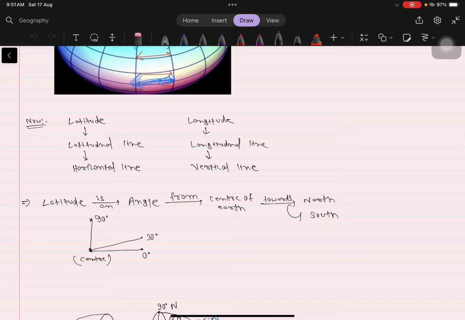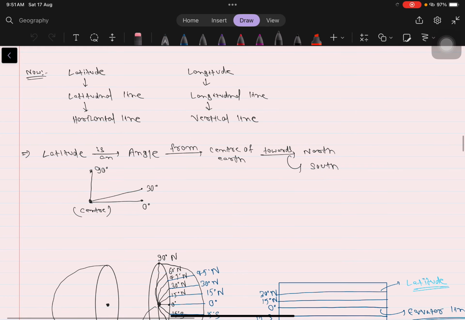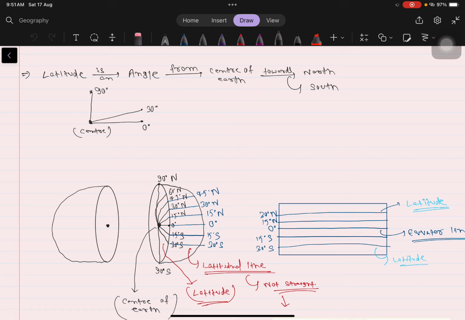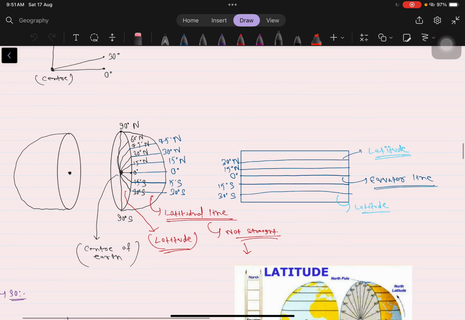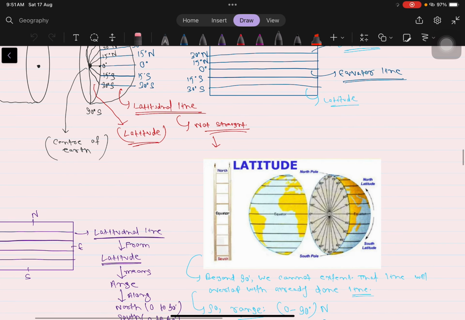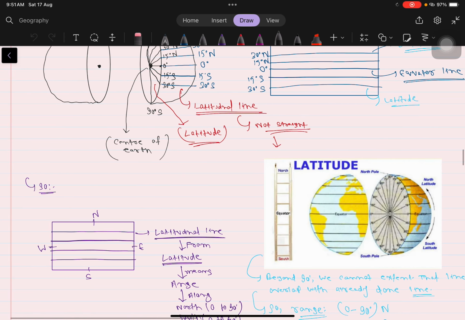Talking about latitude: latitude is an angle from the center of the earth towards the north or south direction. We can see from here these are latitudinal lines, and this 0 degree is the equator. The latitudes above the equator are associated with north, and below the equator with south. These latitudinal lines are not straight lines; they are curved like this because the earth is spherical in shape.